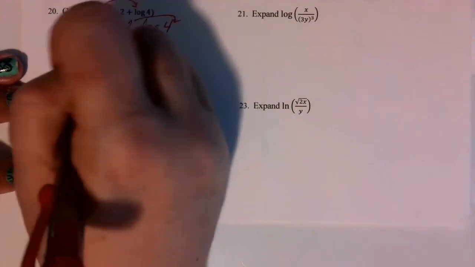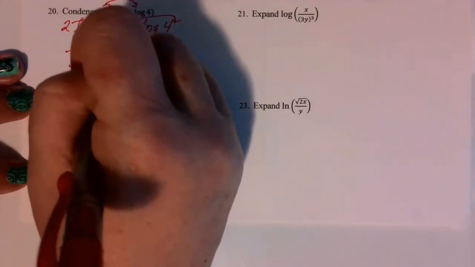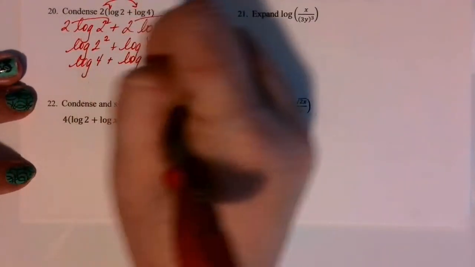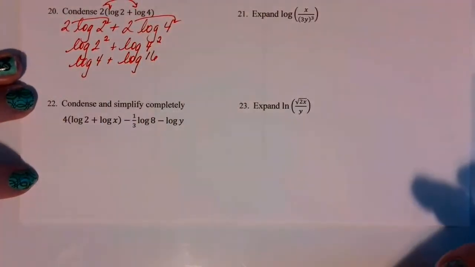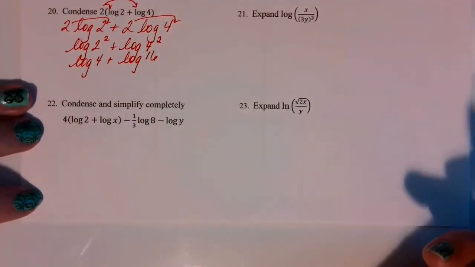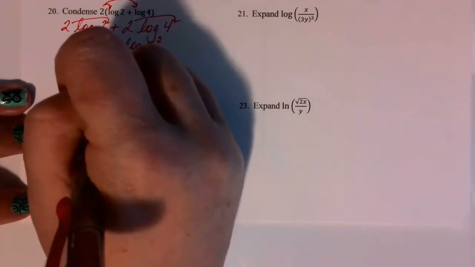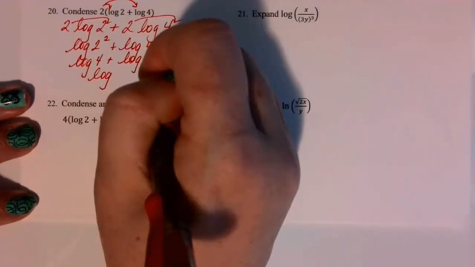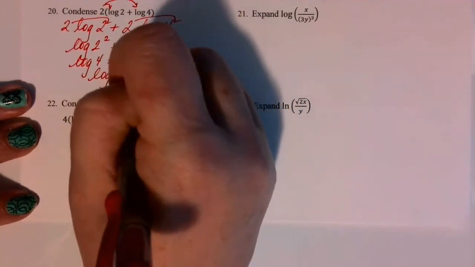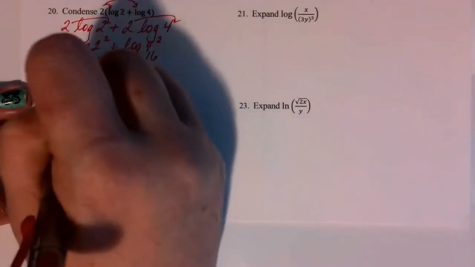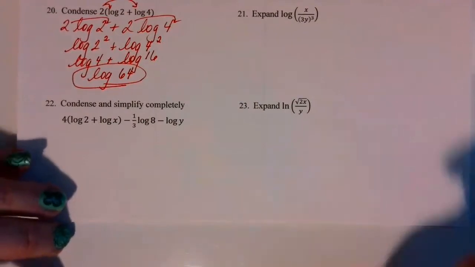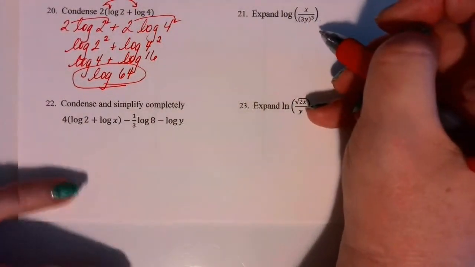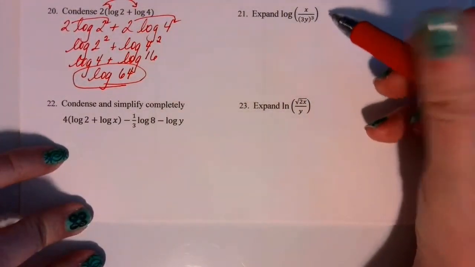Then the log of 2 squared is common log of 4. The log of 4 squared would be the log of 16. And then we can use the product property to condense those into the log of 4 times 16, which is 64.